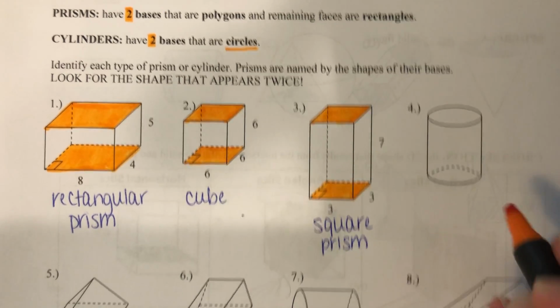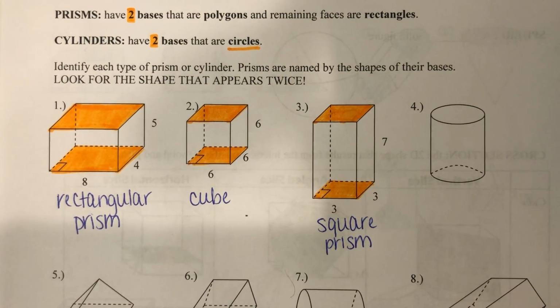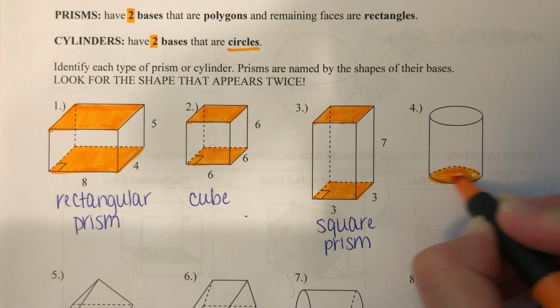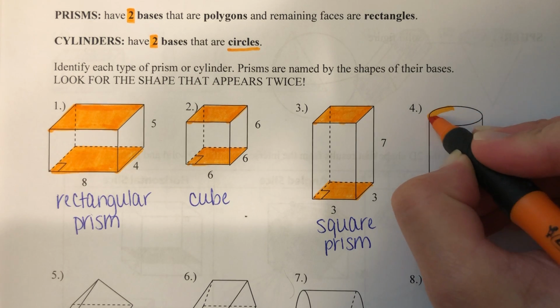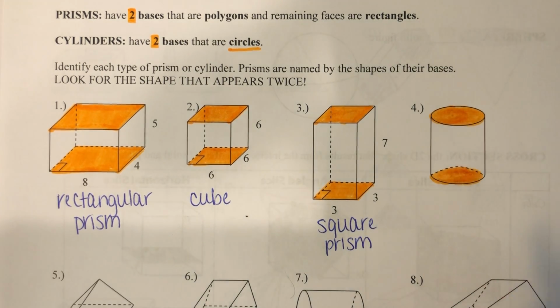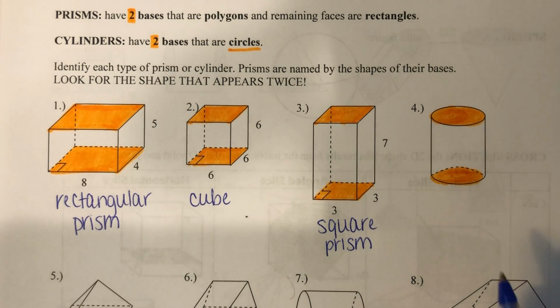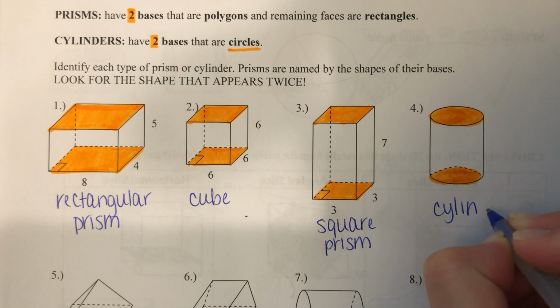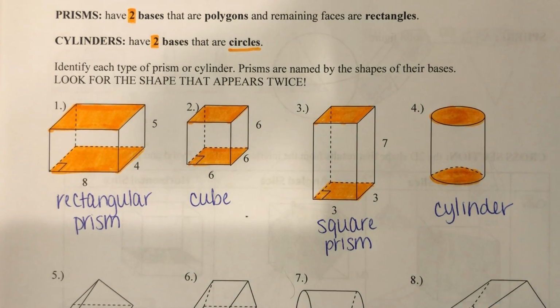Moving on to the next shape, what I see occurring twice are circles. Because it's a circle, I cannot call it a prism. When there's 2 circles, it's called a cylinder. This is like your soup can.